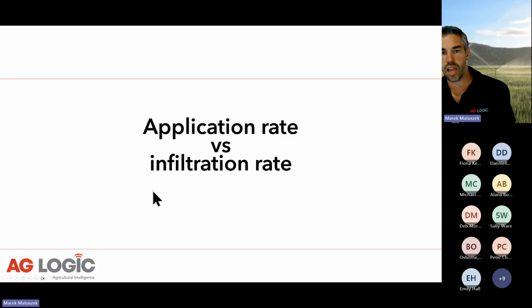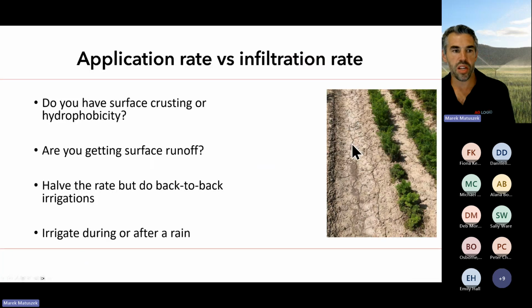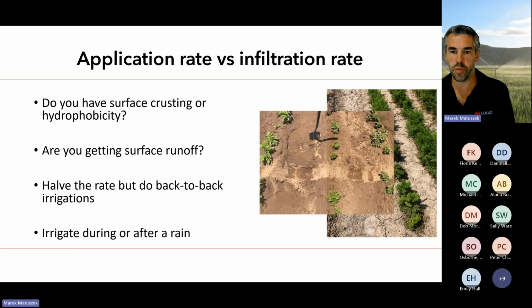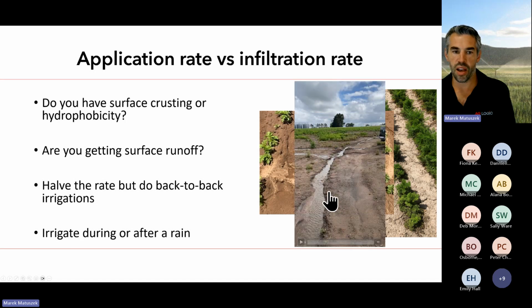So we talk about application rate and infiltration rate, and you go, well, that's great, Marek, you've told me I might have a problem, but how do I solve it? So identifying it: do you have surface crusting? This is a classic case of surface crusting. Whether it's through compaction or through degradation of soil structure, that's going to decrease your infiltration drastically. Or you can have hydrophobicity. The photo that I showed you before was a case of wind-blown sand. So do you have either of those, and do you have surface runoff?